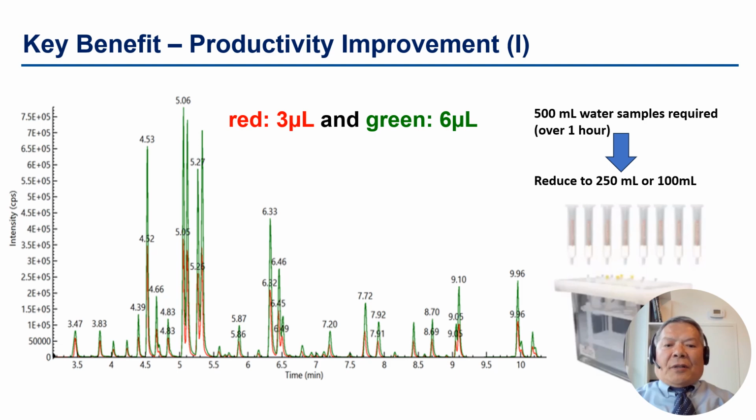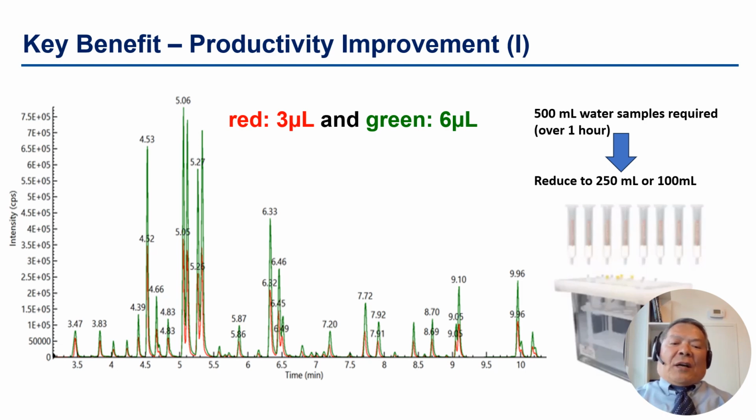The bottleneck of the analysis is the EPA method using 500 ml of water to go through the SPE sample preparation. It will take roughly 1.5 hours to finish this SPE sample preparation. So this will significantly reduce the productivity. In order to improve the productivity, if we can reduce the water needed, for example from 500 to 250 or even 100, then you can significantly improve your productivity.